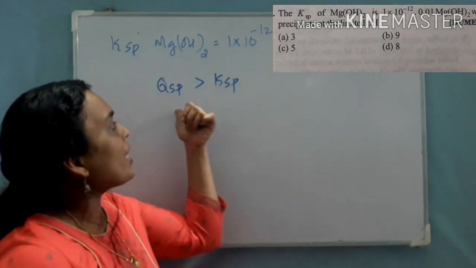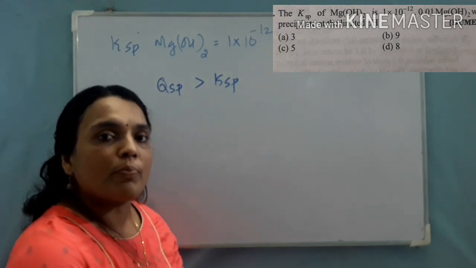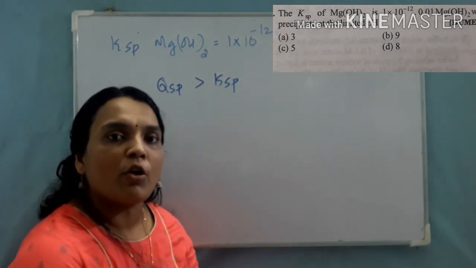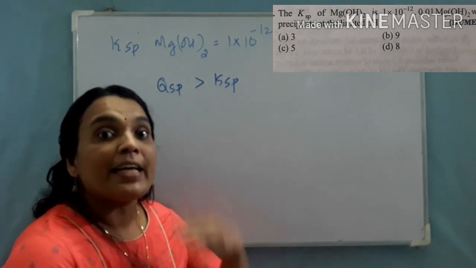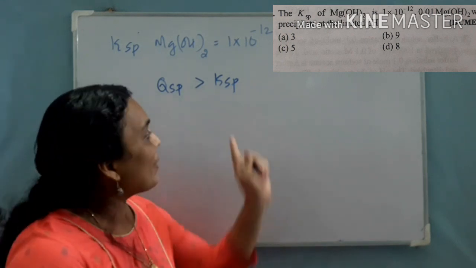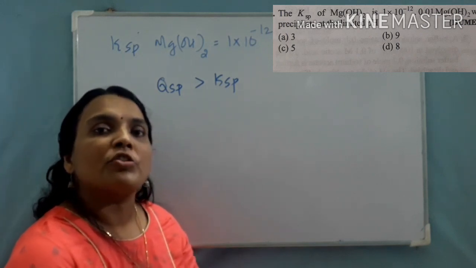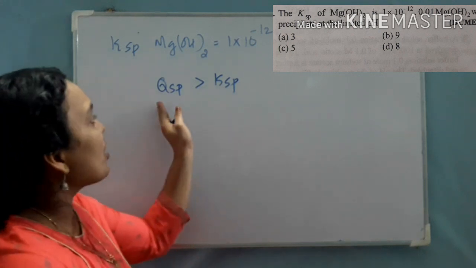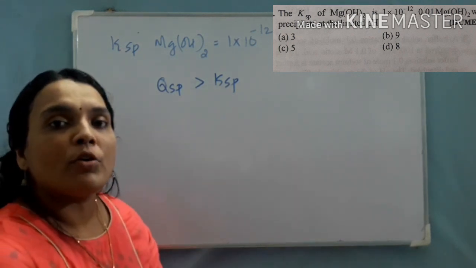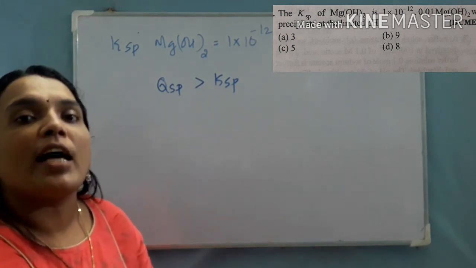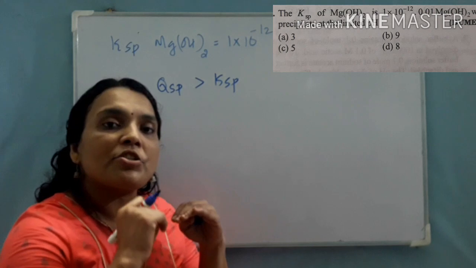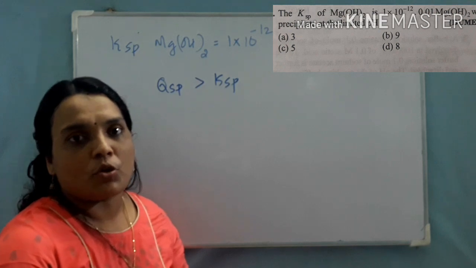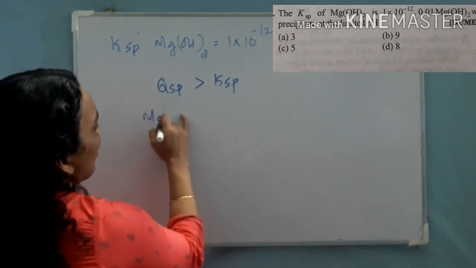QSP means the product of molar concentrations of the products raised to their stoichiometric coefficients, not at equilibrium but at any condition. But KSP means the same product at equilibrium. Suppose the QSP value is greater than the KSP value, the product concentration is greater than that at equilibrium. So the system tends to maintain equilibrium and wants to move in the backward direction. So precipitation occurs.